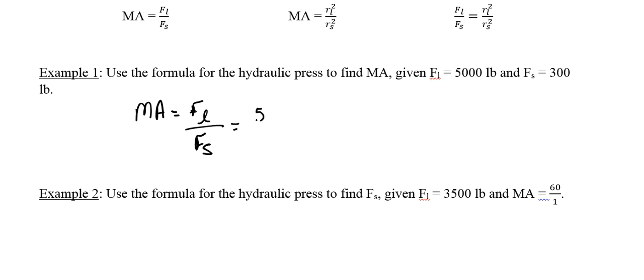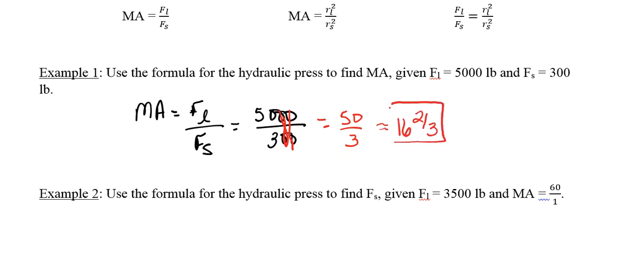So the FL is 5,000, the FS is 300. I'm just going to reduce that. My zeros can just cancel, so I'm left with 50 over 3. So mechanical advantage is 50 over 3. If I want to think about what that would mean as more of a whole number, that's 16 2/3. So it's going to increase what I can do by 16 2/3.